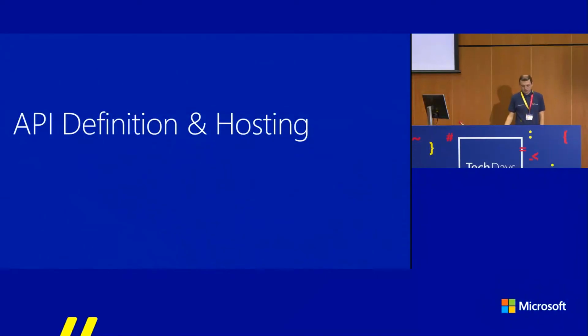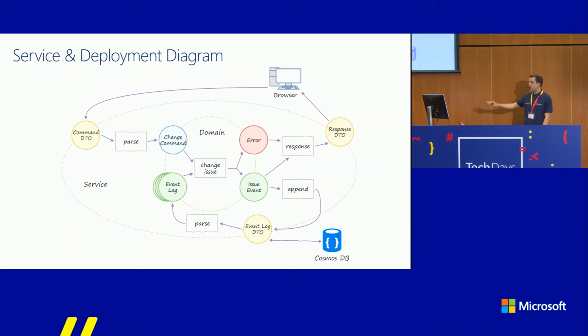Okay, let's go to API and hosting. Same story. The big picture looks complicated, but our domain sits in the middle of it again. These contracts that I defined earlier, you can see there. Then the browser sends a request on the left side. We get a command DTO. We parse it with a deserialization function. We get a command. At the same time from the document DB or Cosmos DB, we load event log DTO. Again, we parse it into our nice domain concept. Then we pass both to the domain. We get either event or error.